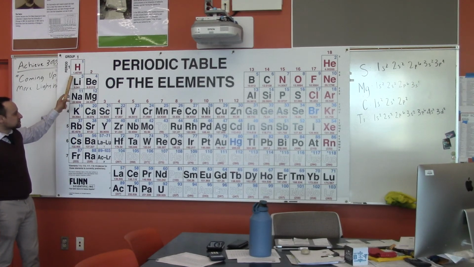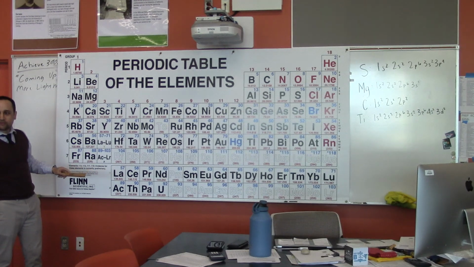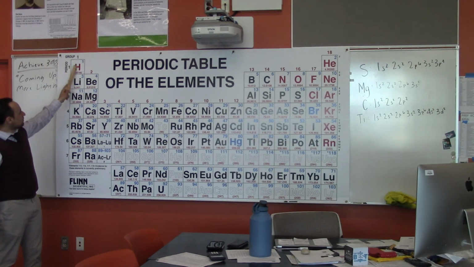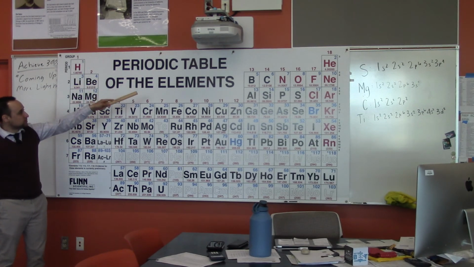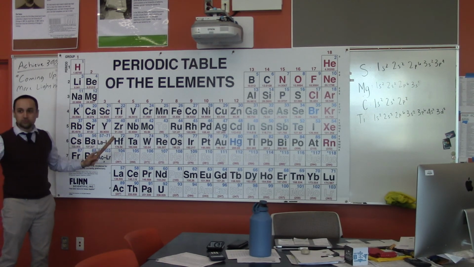Whew. Let's go back to titanium. Again, let's repeat it from the top. Okay? Count of 3. 1, 2, 3. 1s2, 2s2, 2p6, 3s2, 3p6, 4s2, 3d2. Very good.